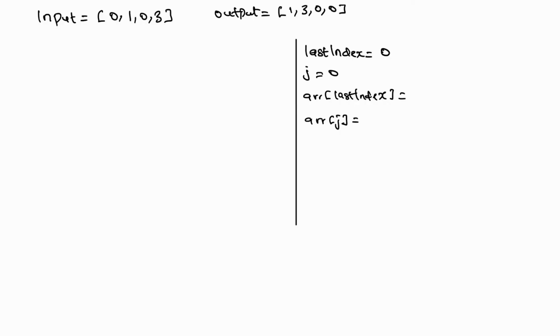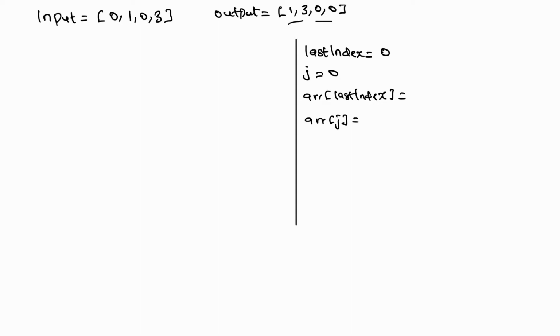We'll be using the following input array to illustrate the solution for this problem. We have the inputs 0, 1, 0, 3. As you can see, the non-zero elements have been moved to the left, while the zero elements have been moved to the right. We have a couple of variables that we'll be using as we iterate through the array.